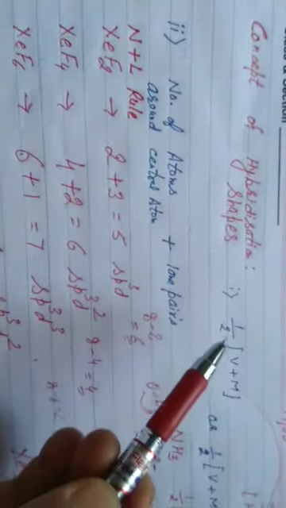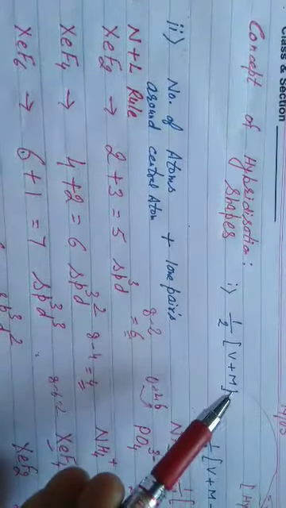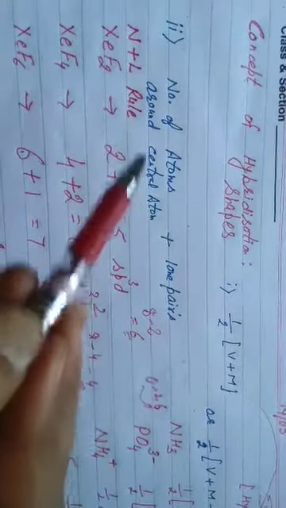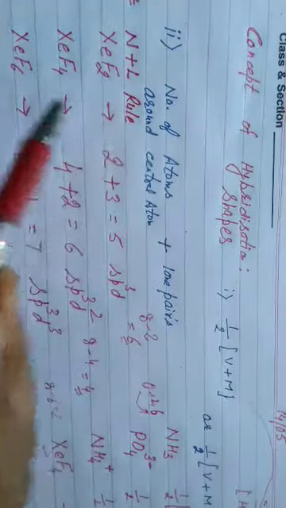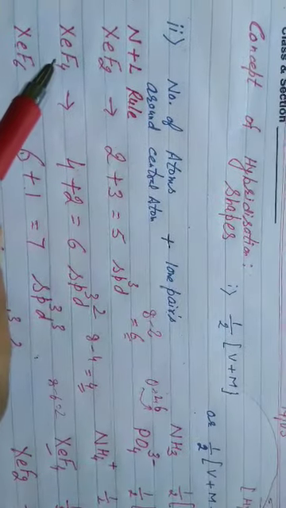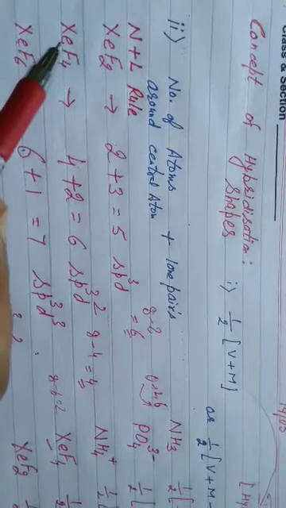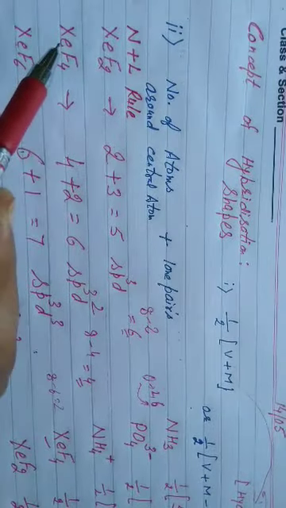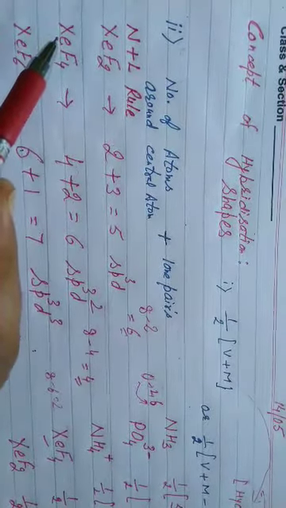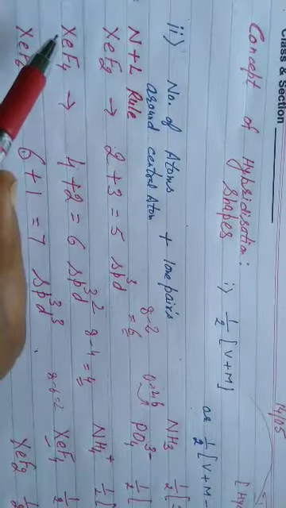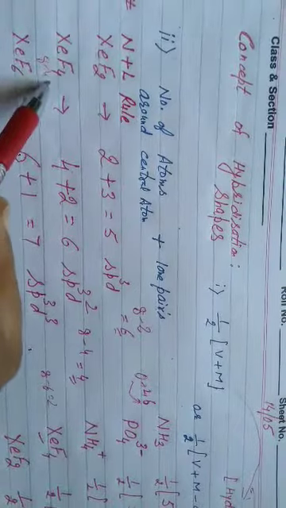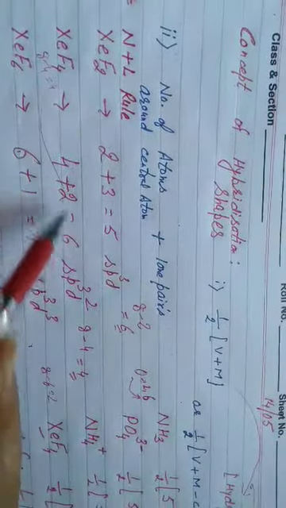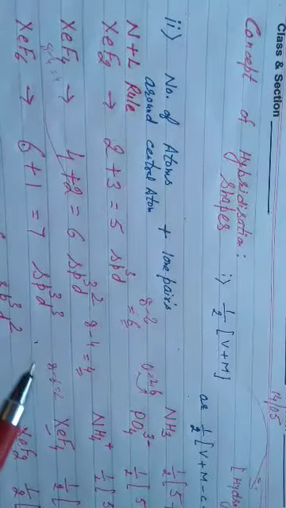Or we can use the half V plus M rule. It is for plus 1 standard. You are in plus 2 class, so directly apply the N plus L rule. XeF4. Number of atoms around the central atom, 4, plus lone pairs in the central atom. Xenon is a group 18 element. It has 8 valence electrons. Out of these 8, it shares 4. How much is left? That is 4. So 2 lone pairs. We got sp3d2 hybridization.